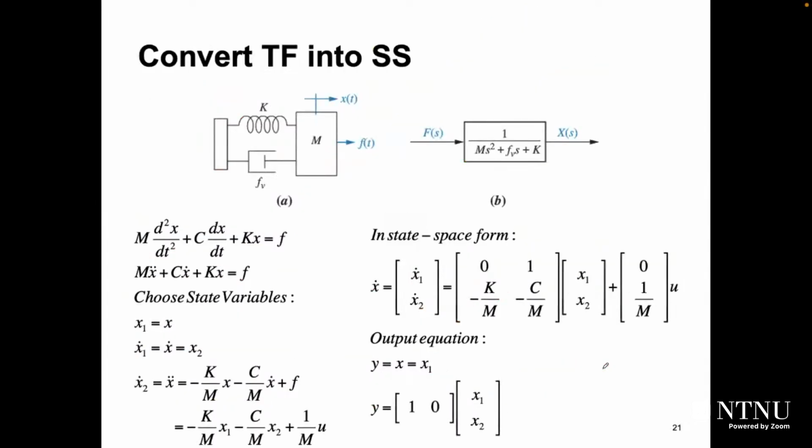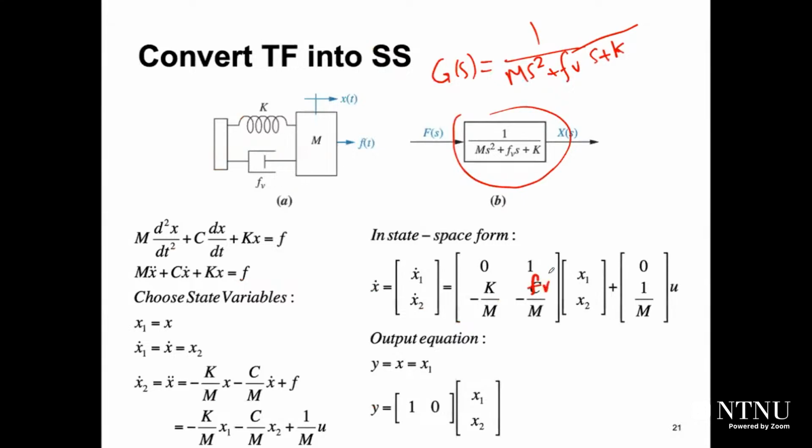So now, if we want to compare, this is your system. This is your transfer function representation, G of S. I will write it here one more time. So G of S equal 1 divided by MS squared plus FVS plus K. So this is my transfer function representation of your system. Just remember here, we don't have C. This one is FV. And the state space representation, the state and output equations, will be like this one.